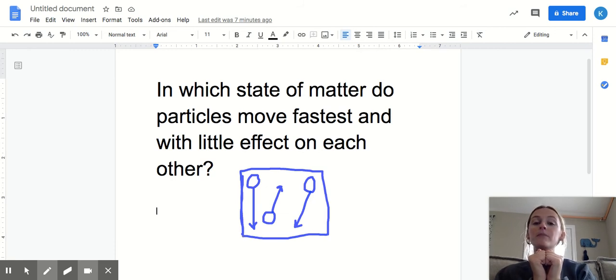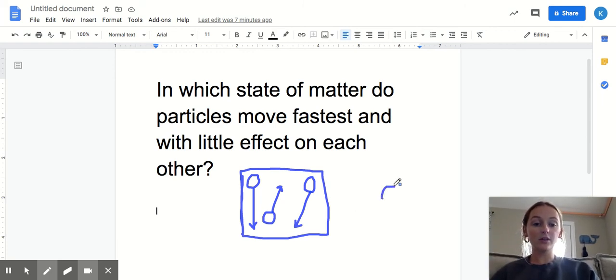So how do we model those vibrations of the molecules? Great, so if this is my molecule in a solid, you want to put those two little lines to show the movement of those molecules.